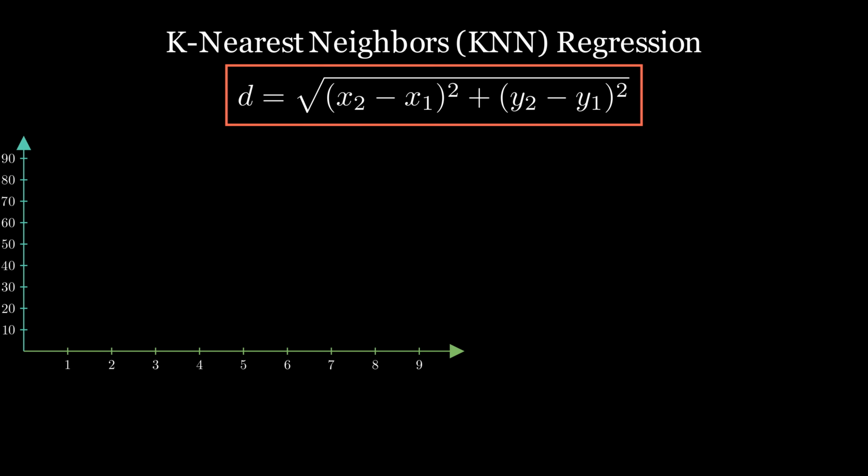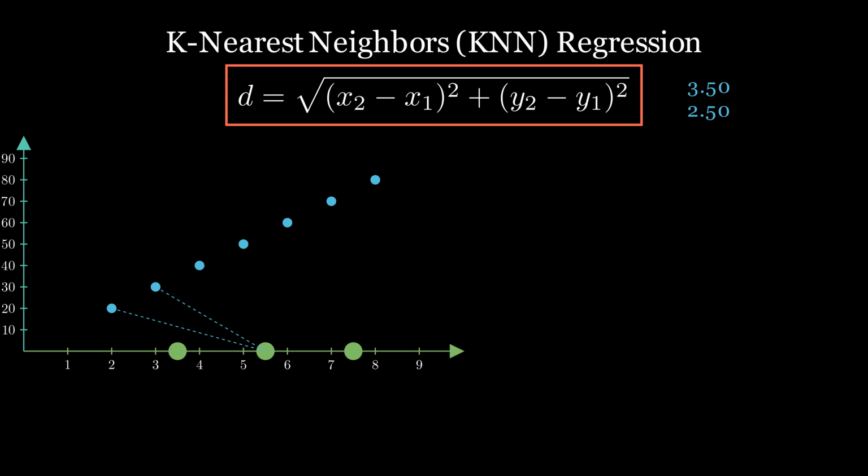Here, the x-axis represents the input feature, and the y-axis represents the target value. We have a set of training data points, shown in blue. Each point represents an input feature and its corresponding target value. Now, let's introduce some new test points, shown in green. We will predict their target values based on the k nearest neighbors in the training data.